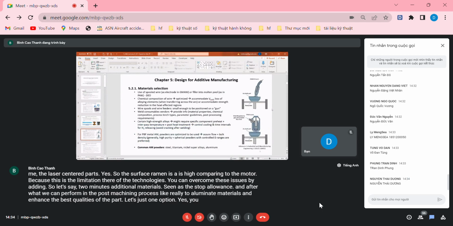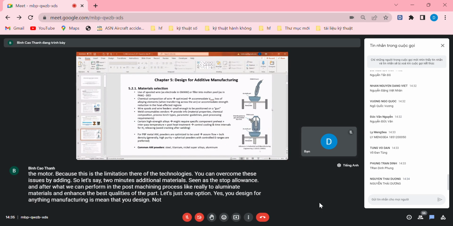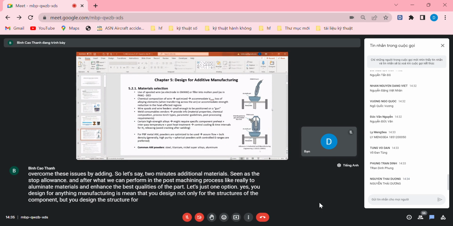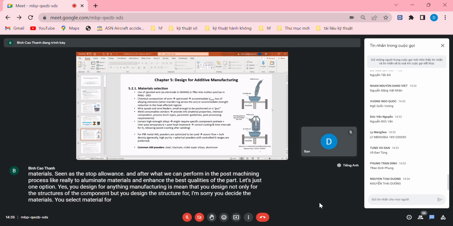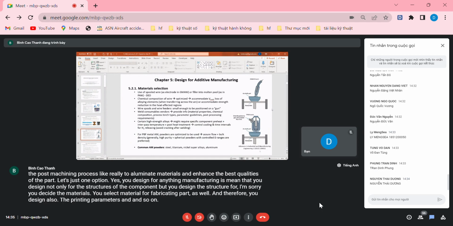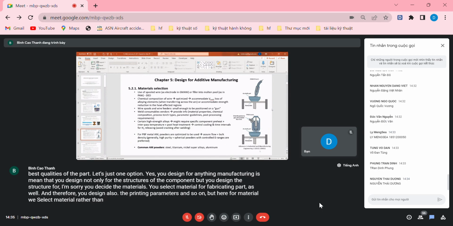Yes, design for additive manufacturing means that you design not only the structures of the component, but you also design the materials. You select the material for fabricating the part as well, and therefore you also design the printing parameters and so on. But here, for material, we select material rather than really design it. So there is a possibility of using spooled wire.